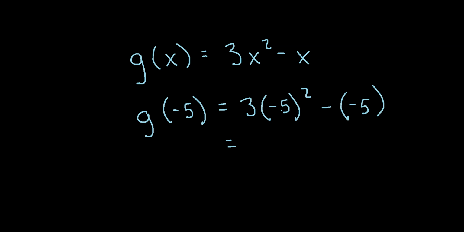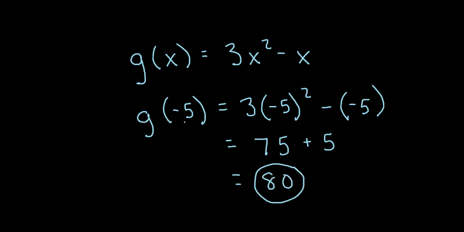So we get negative 5 squared, that's negative 5 times negative 5, which is just 25. So we get 3 times 25, that's 75. And then here we have minus a negative 5. So remember, when we subtract a negative value, that's the same as adding. So this is really plus 5. So we get 75 plus 5, which is equal to 80. So g of negative 5 is equal to 80.